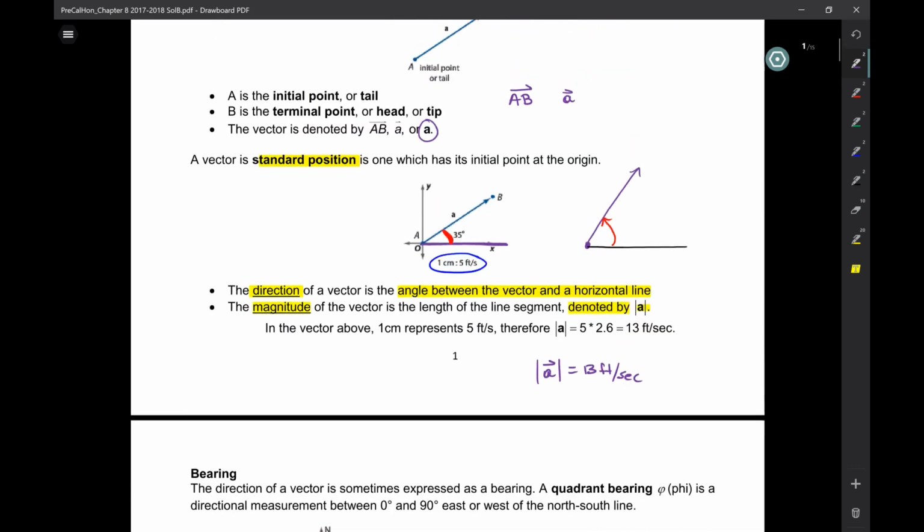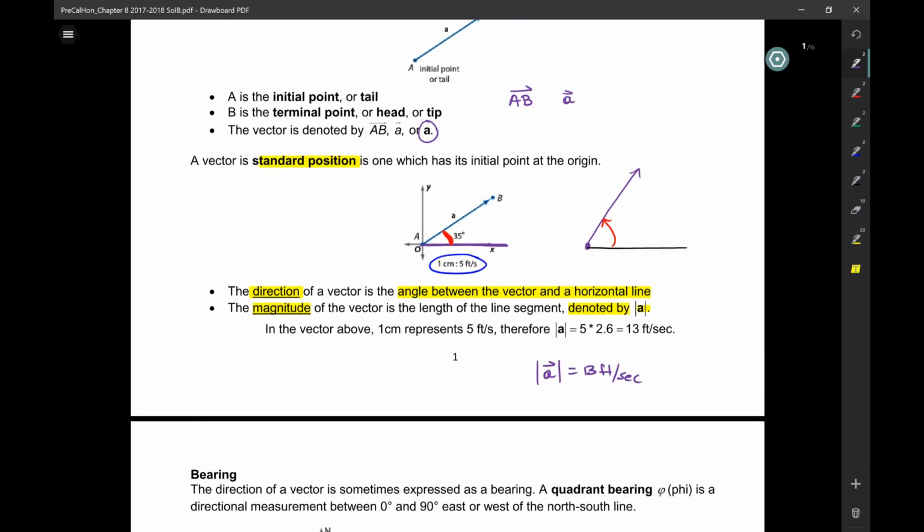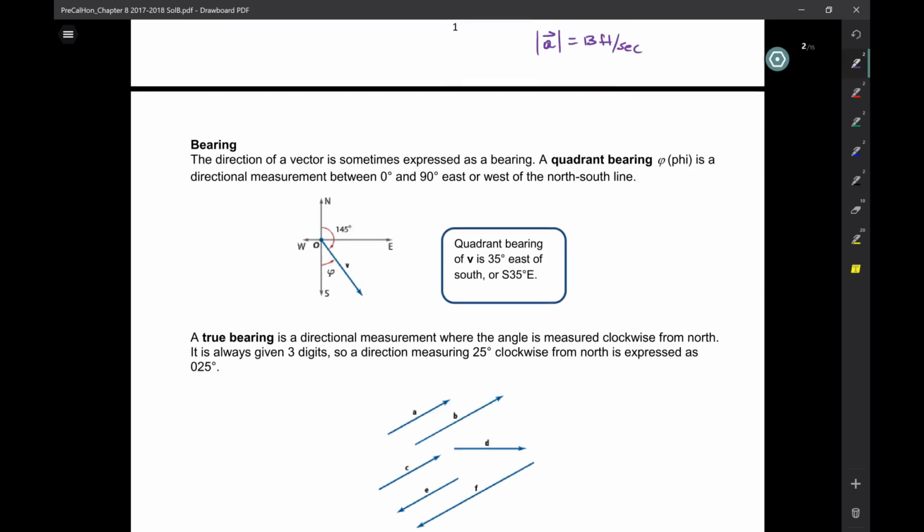All right, now, 99% of the time, when you deal with vectors, you're gonna measure direction this way: horizontal line at the initial point, and so on. There are some fields which have their own ways of measuring angle. We call that bearing. It's used mostly in aeronautics, like in flight, or with ships at sea, when they're giving directions at sea. So those guys measure it using bearing.